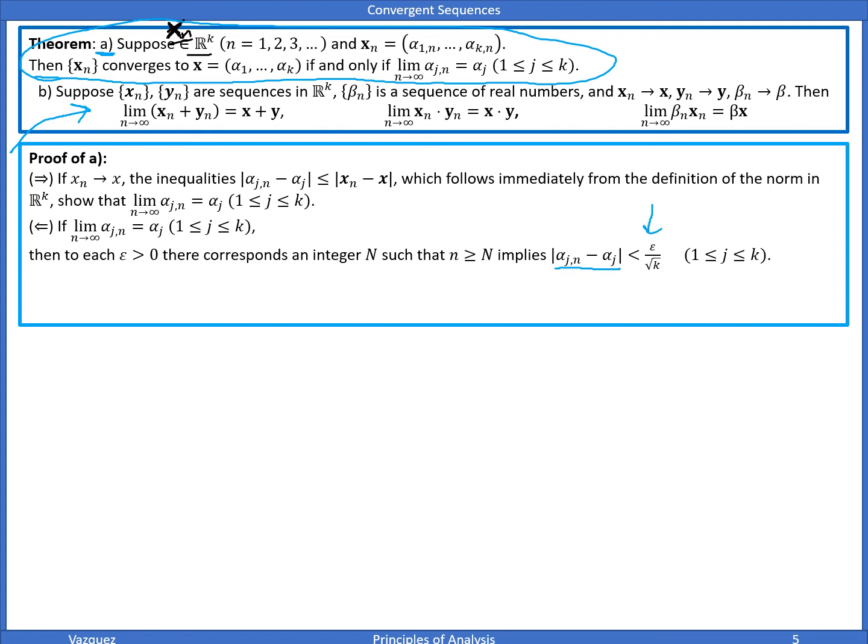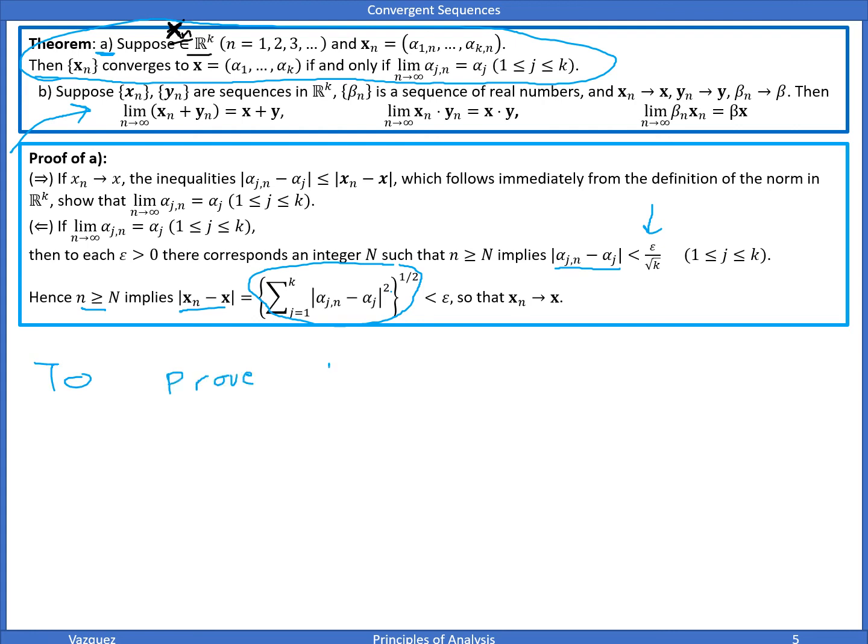Because if we have x sub n minus x, what does that mean? Well, if n is greater than big N, it means that, by definition again of norm, the square root of this whole sum, squared, is less than epsilon. And again, this has to do a lot with the norm. Make sure you know that. So x sub n does indeed converge to x.